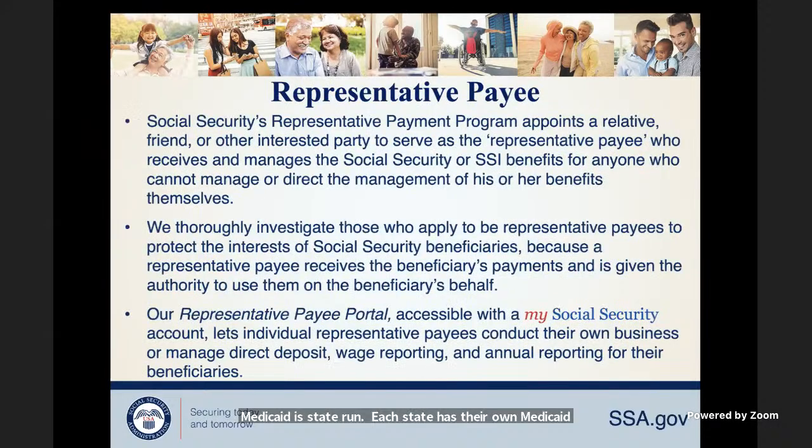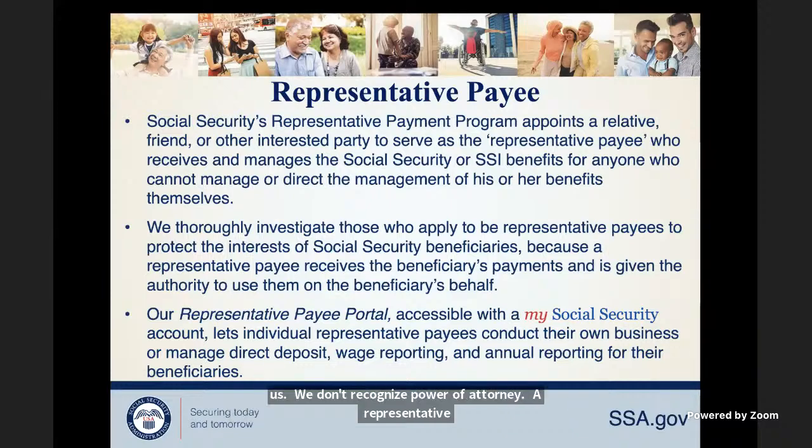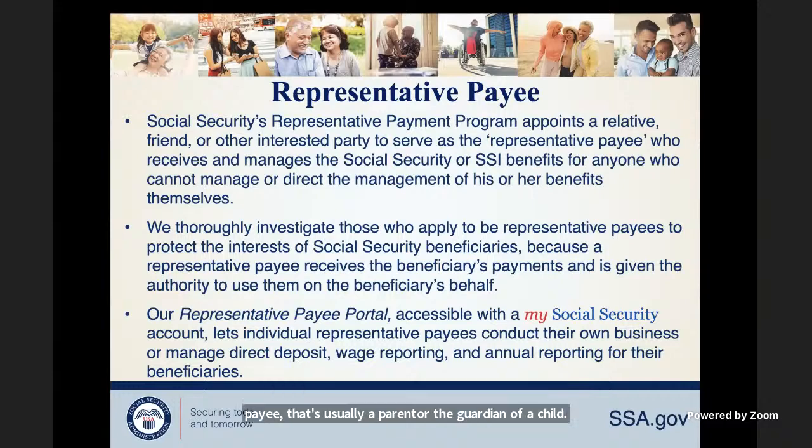A representative payee, that's somebody that takes care of your benefit for you through us. We don't recognize power of attorney. So a representative payee is usually a parent or the guardian of a child that's under age 18. They take care of the money. They make sure food, clothing, and shelter needs are being met. They also answer letters that we send and anything Social Security requests. They respond to us. The representative payee is who we talk to.